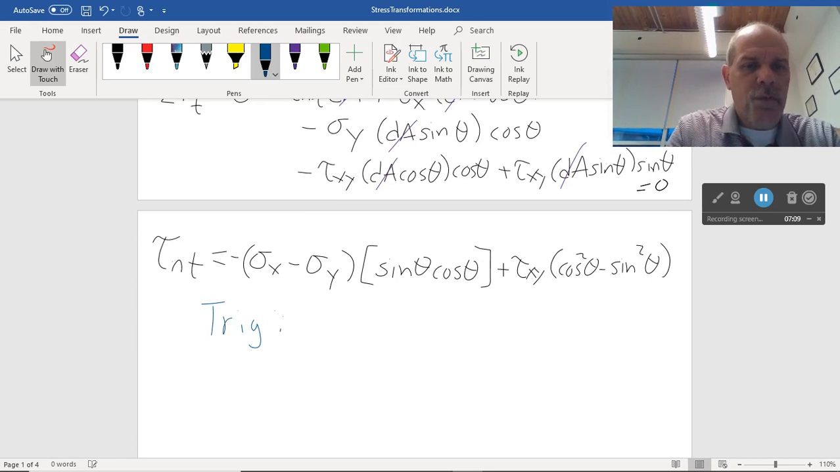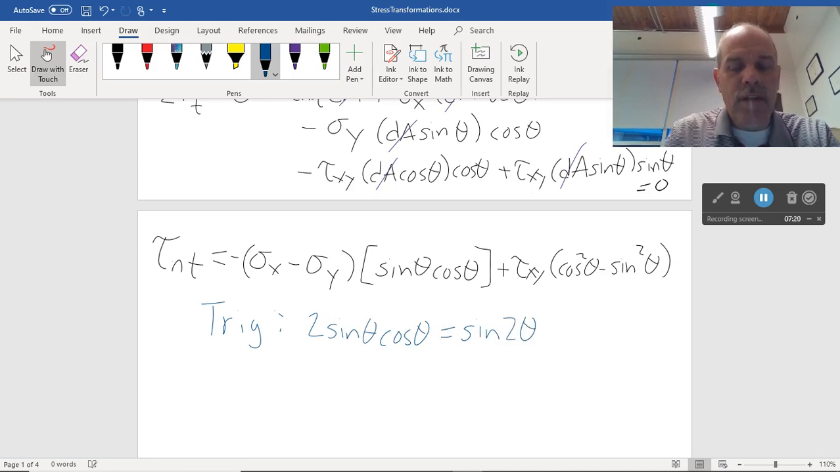You may remember last time we said that 2 sine theta times cosine theta was equal to sine of 2 theta. Well, what that means for us is that sine theta cosine theta must be equal to 1/2 of sine 2 theta.